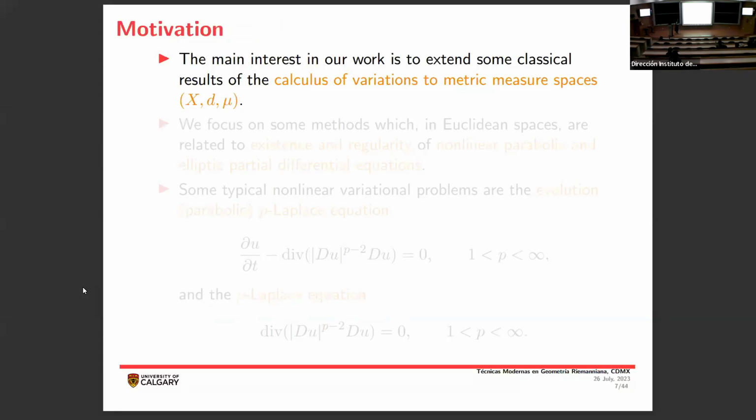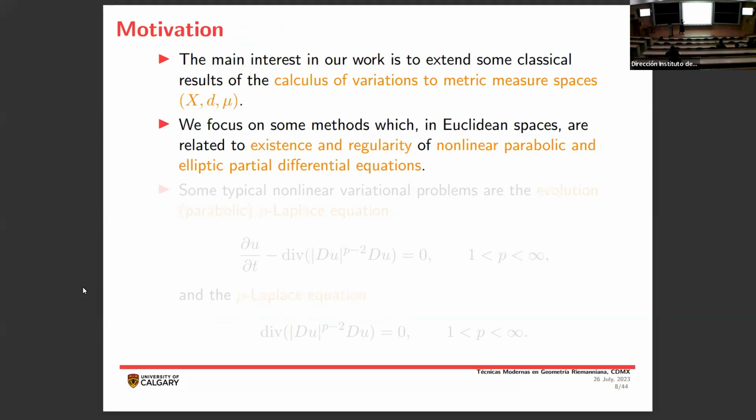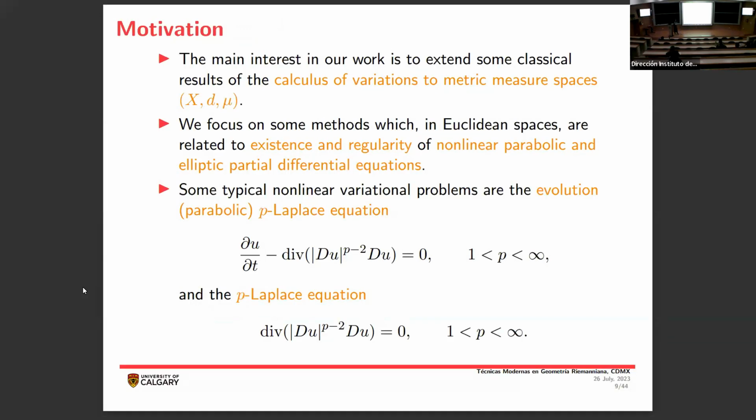So the main interest in my work is to extend some classical results of the calculus of variations to metric measure spaces. And I focus mainly on methods which in Euclidean spaces correspond to existence and regularity for nonlinear parabolic and elliptic partial differential equations. A very important example is the parabolic p-Laplace equation, as well as the elliptic one, right?